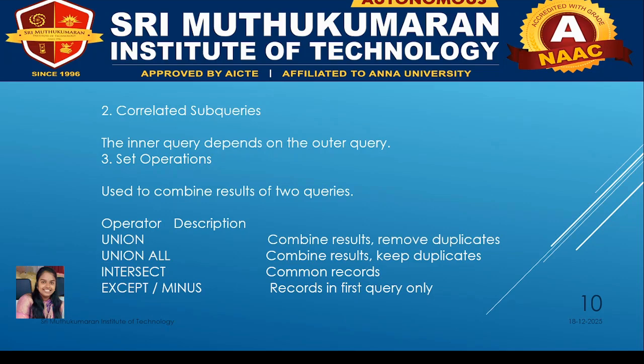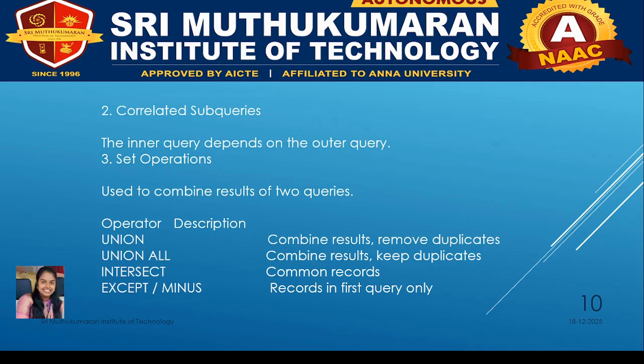Then moving on to set operations. These are used to combine the results of two queries. Operators description: first, UNION. Union combines results and removes duplicates. Union will combine the results, but it will remove the duplicates, whatever they are. And then UNION ALL: same, it combines results and also keeps the duplicates within it.